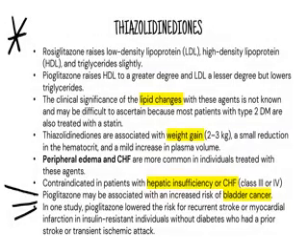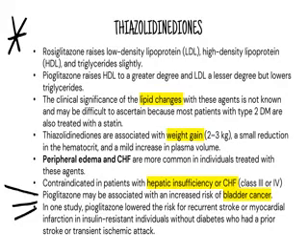Rosiglitazone raises low-density lipoprotein, high-density lipoprotein, and triglycerides slightly. Pioglitazone raises HDL to a greater degree and LDL a lesser degree but lowers the triglycerides. Clinical significance of lipid changes with these agents is not known, and may be difficult to ascertain because most patients with diabetes are also treated with a statin.